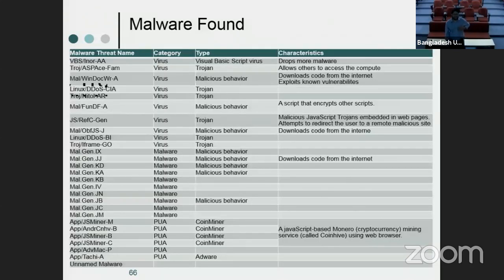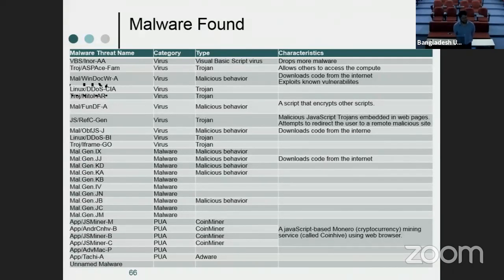We tried to find out whether we can identify the specific malwares. So this is what we can detect. These are the top malware that were found in the system. Most of the malware is called VVS Inord. That is one of the viruses that we detected. There is a Trojan. There is most of the malware that we detected.